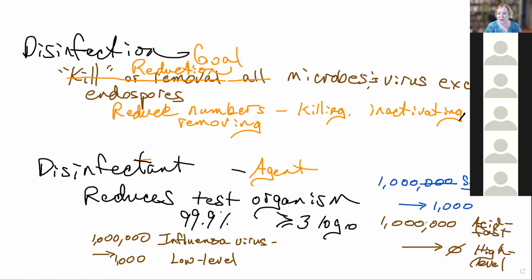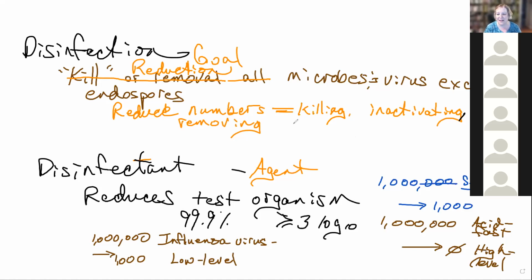As long as I can show that I've knocked off 3 zeros from my starting number. That it could be killing, it could be inactivating, or it could be removing. And all of that will equal reducing the numbers. Does that help you move toward understanding?